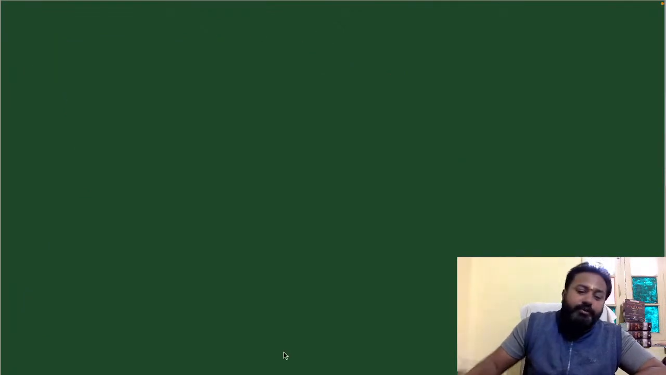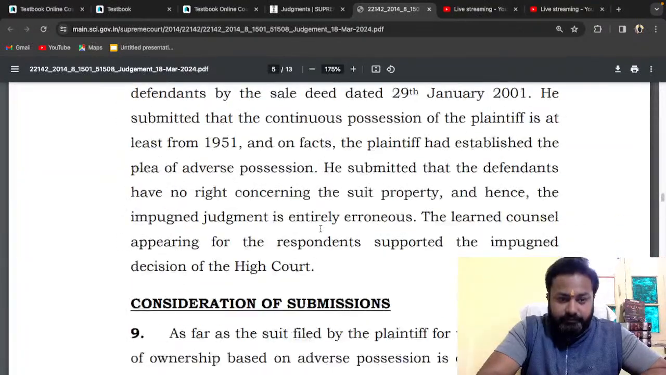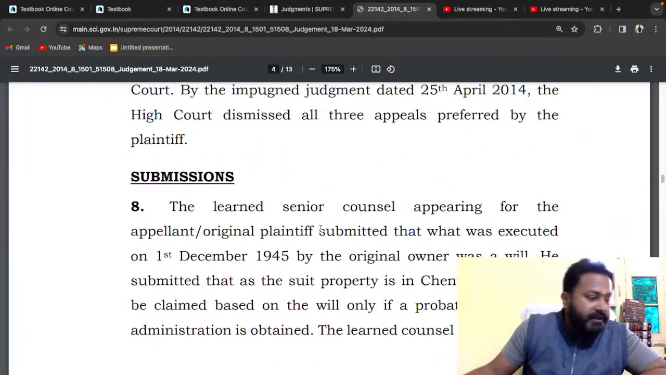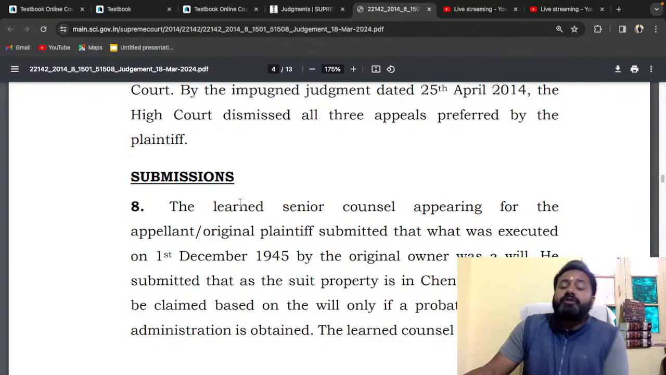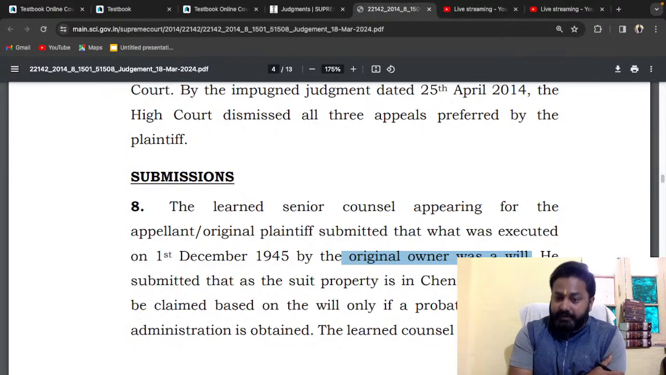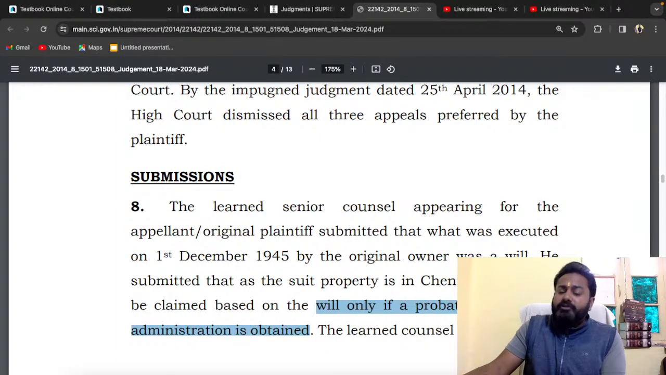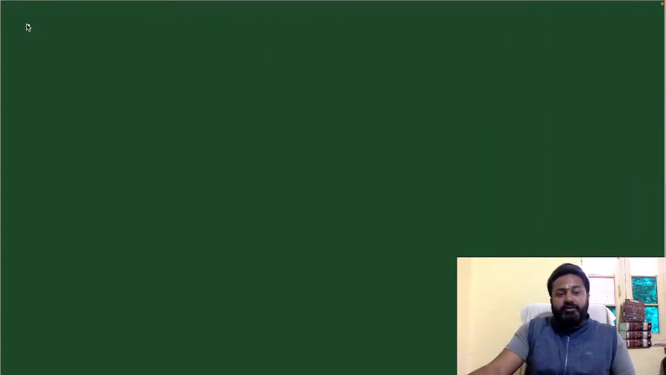Now there is one more interesting point. If we see the judgment, the submissions: the appellant's advocate submitted that the learned senior counsel appearing for this, the original owner executed a will, and the suit property can be claimed on the will only if the probate or the letter of administration is obtained. What is meant by letter of administration? To understand this judgment fully, it is also required to have a glimpse of will.